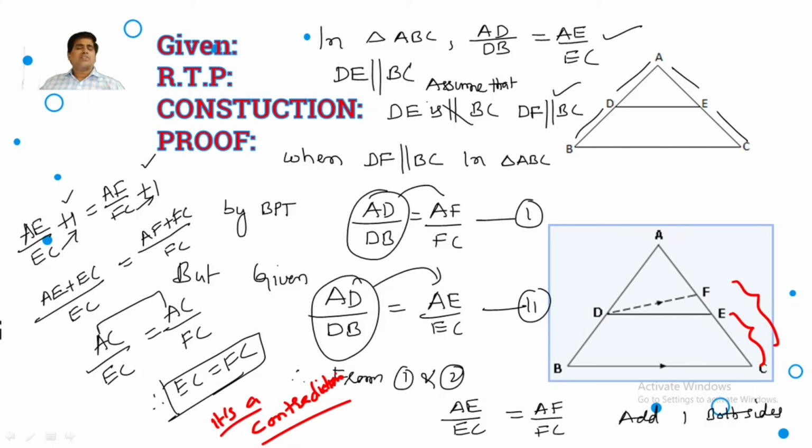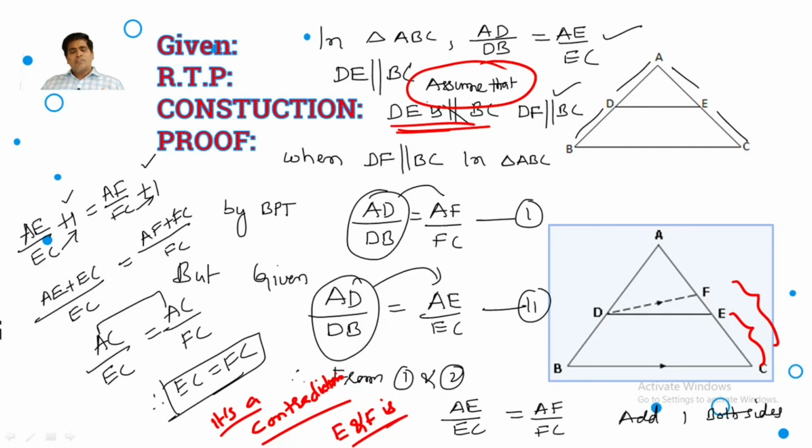So why did this contradiction arise? Because we assumed that DE is not parallel to BC. We assumed that DF is parallel to BC. Only one line is parallel, not two lines. That's why we got a contradiction here. So it is possible only if E and F coincide. Then it is possible.